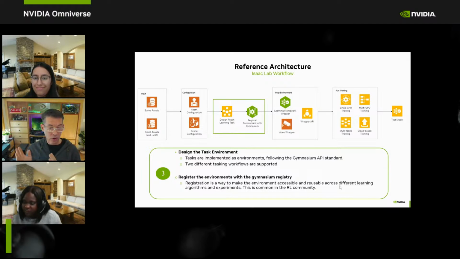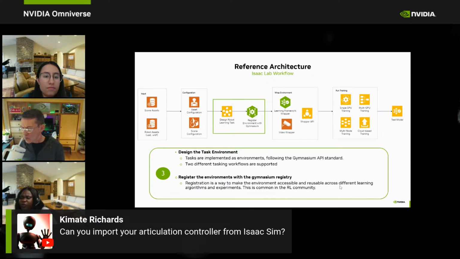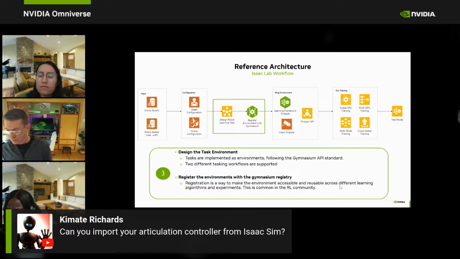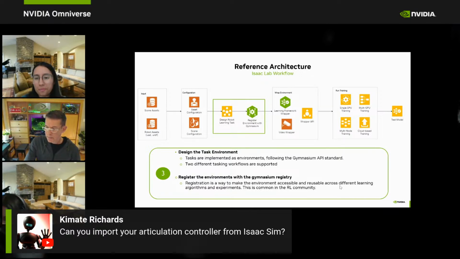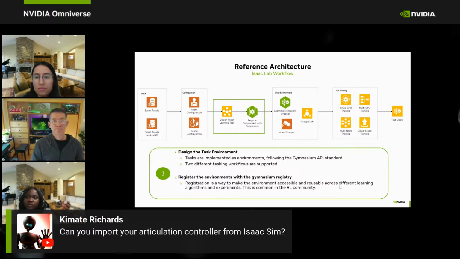That's a great set of questions and comments from all over the world. Okay, can you import your articulation controller from Isaac Sim? I'm wondering what you mean, import from where to where? Okay, let me just assume I understand it. So you have an articulation controller that you've designed in Isaac Sim for your robot to work. How can you use that controller in Isaac Lab?